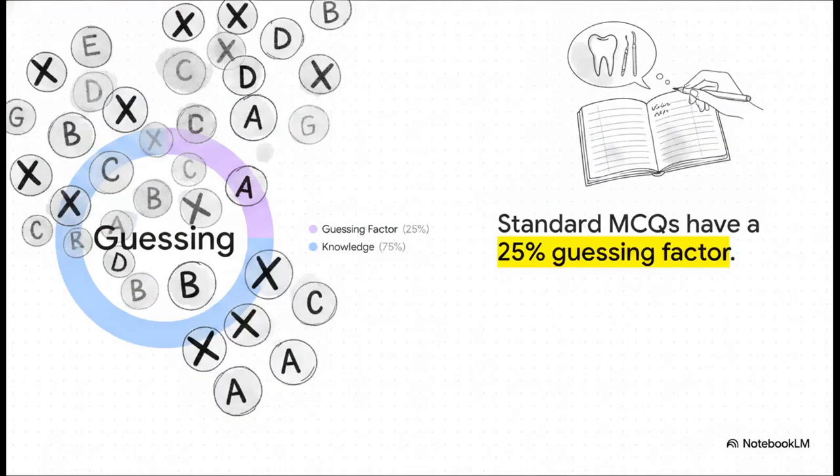And here is a pretty wild fact about standard exams. Standard MCQs carry a built-in 20 to 25% guessing factor. A student might just get lucky or use the cueing effect to recognize an answer they couldn't actually come up with on their own. But with MEQs, because they require constructed written responses, that guessing factor is virtually wiped out. You get to see exactly what the student actually knows.